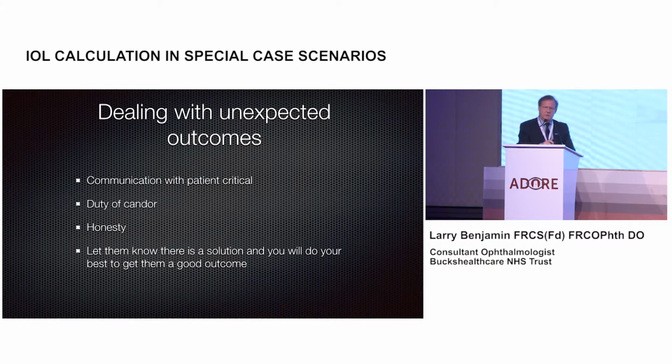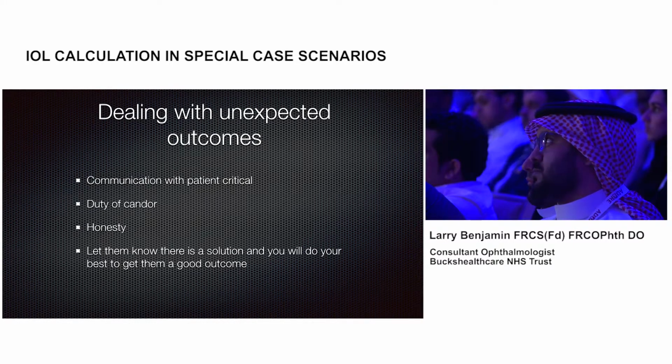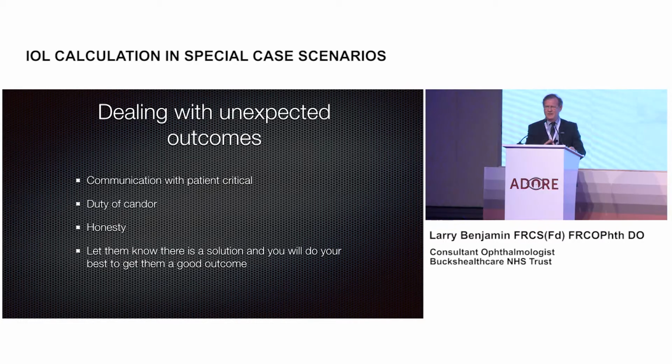Dealing with unexpected outcomes, what do you say to the patient if they come back to the clinic and you're expecting 6/6 from your beautiful surgery and they're actually +3 and they can't see anything? Communication is the critical thing. So in the UK, we have a thing called the duty of candor. We are required by law to tell the patient what's happened and why. We can't hide behind anything. Obviously, be honest, it's really important.